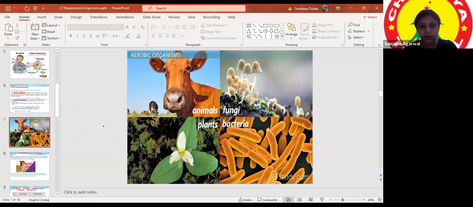Examples of aerobic respiration: the organisms which carry out aerobic respiration are animals, plants, fungi, and bacteria. You can simply write example.